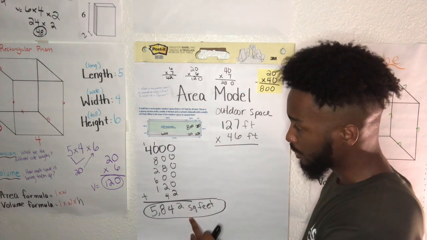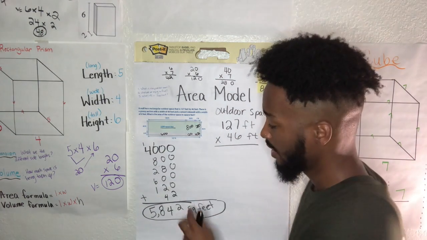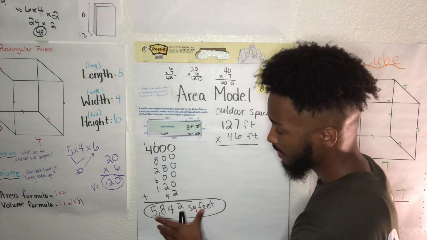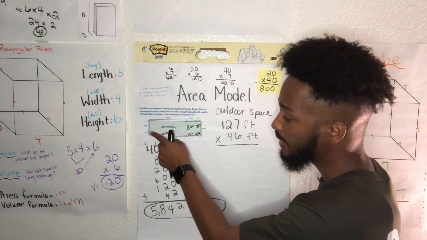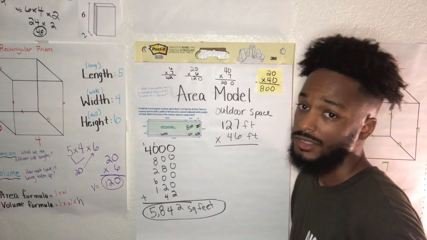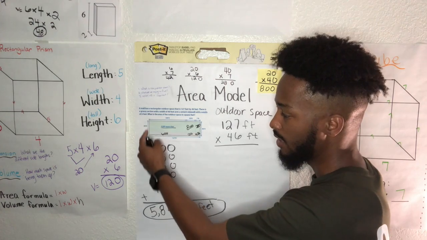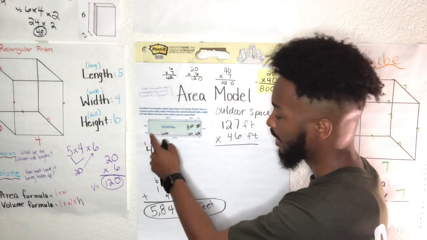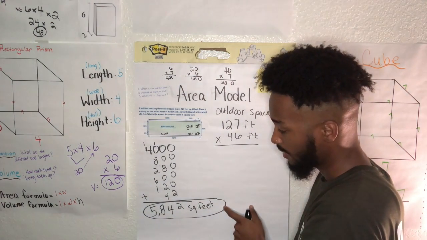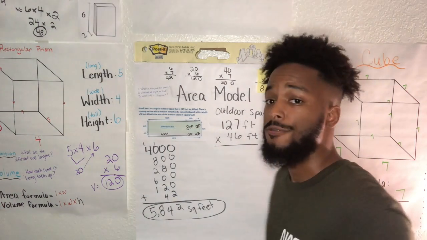What I could also do, and just a shortcut, I'm going to tell you a shortcut. After you find that, if you multiply 46 times 127, it should give you that same exact answer. So if you ever need a shortcut, just multiply the length and the width, and you can find that. But I just want to show us this way to how to use this model to find a product.